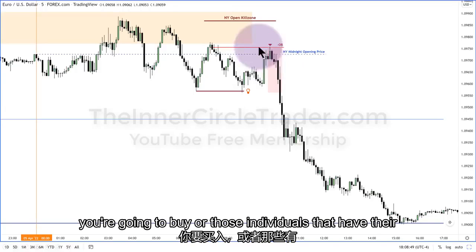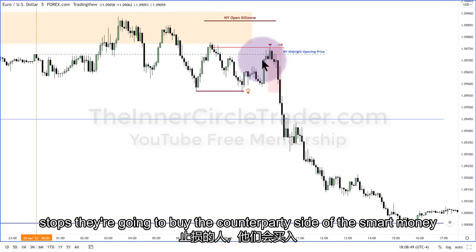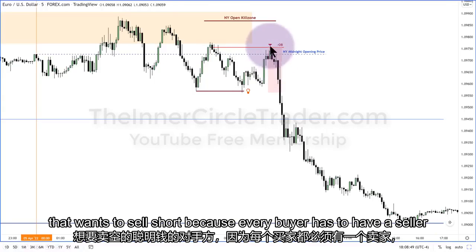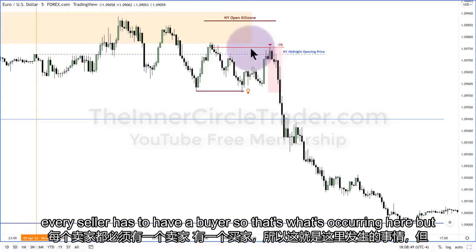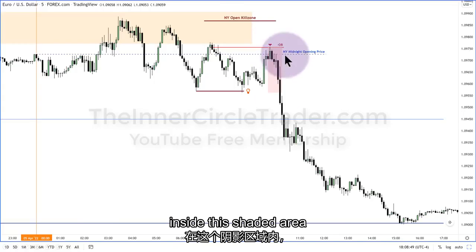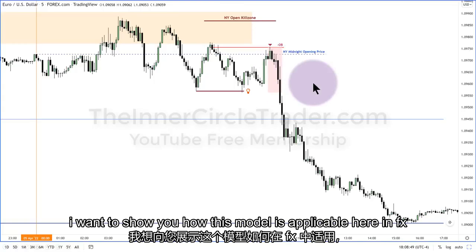And you're going to buy, or those individuals that had those stops, they're going to buy the counterparty side of the smart money that wants to sell short. Because every buyer has to have a seller, every seller has to have a buyer. So that's what's occurring here. But inside this shaded area, I'm going to show you how this model is applicable here in FX.